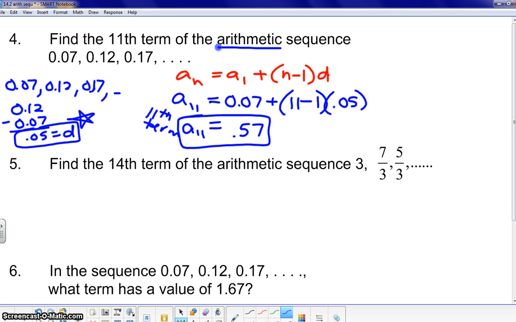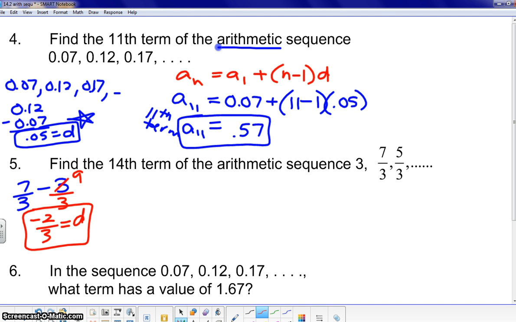And again, you're dealing with fractions, but don't let that alarm you. Let's go on and talk about what the common difference is going to be. So 7/3 minus 3, and if we get a common denominator, it would be 9 over 3. So that's going to be a 9. And then you get a -2/3 as your common difference. Label these as you go so you can be comfortable with all the labels that go on in the formula.